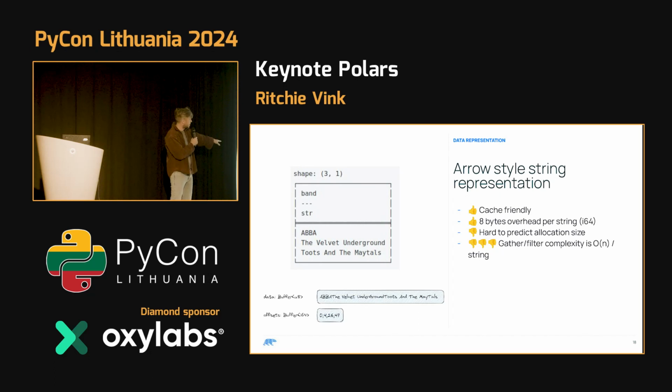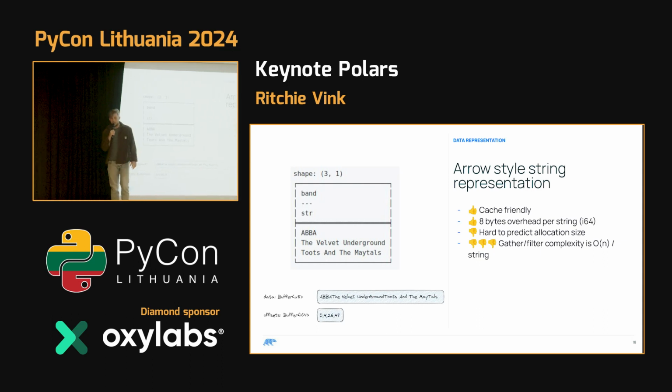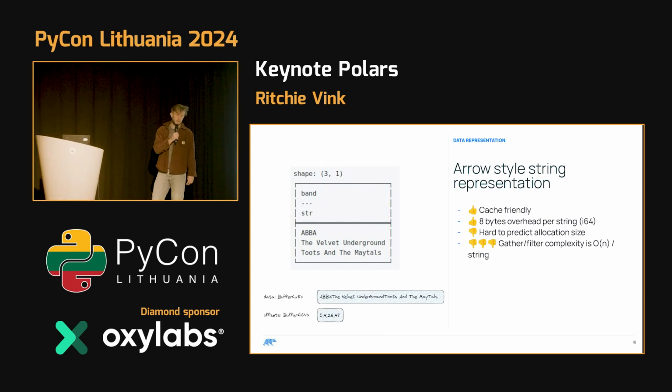If we have a column with some data, ABBA, The Velvet Underground, Toots and the Maytals, my favorite bands, the way they are stored in Arrow strings is you take the strings, you concatenate everything in a long buffer, and then you keep offsets into that buffer. And then if you want to take ABBA, you take 0 till 4, and you've got ABBA. And if you want to take The Velvet Underground, you take 4 to 26. Is that clear? Right.